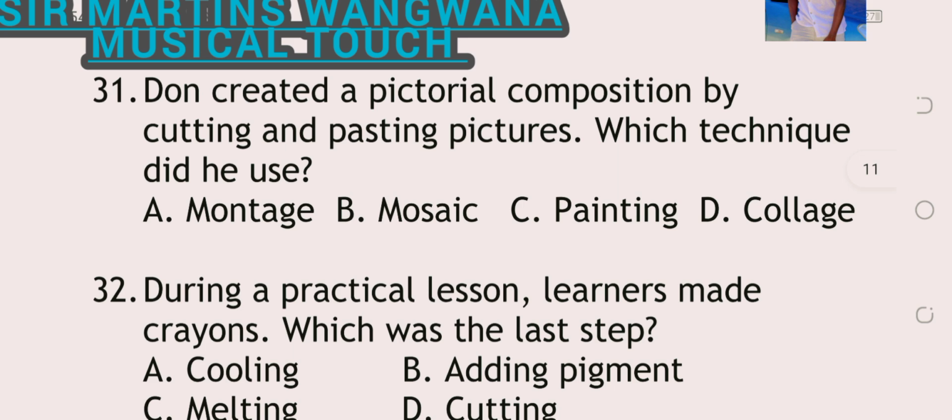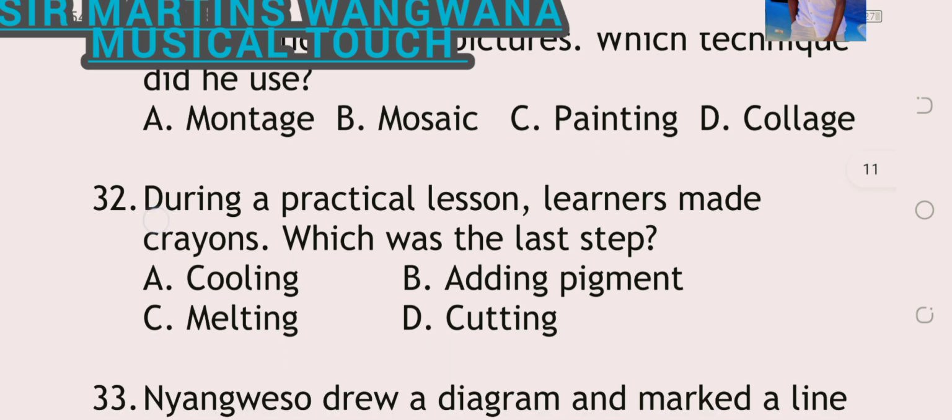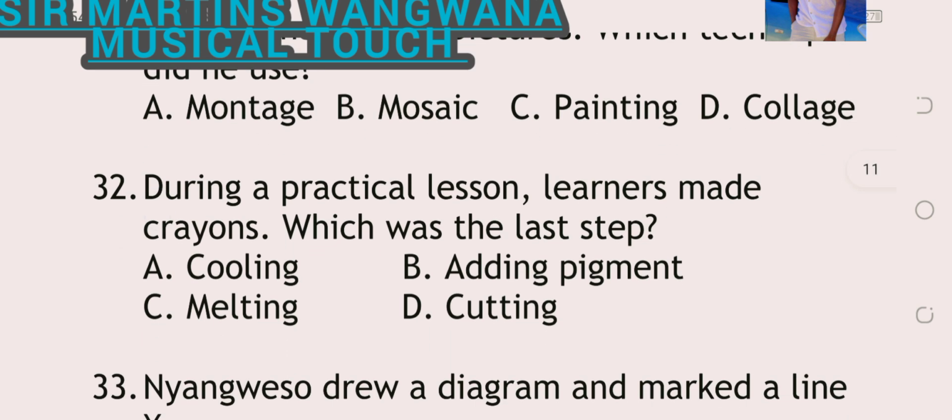Number 31, Don created a pictorial composition by cutting and pasting pictures. Which technique did he use? Of course, that one of pictures only is none other than montage. What is mosaic? Mosaic, using small different pieces of materials. What about collage? Different texture. So mosaic is same texture but small pieces. Then collage, different texture. Then painting, you know what is painting actually. That one is a little bit further from the 3.